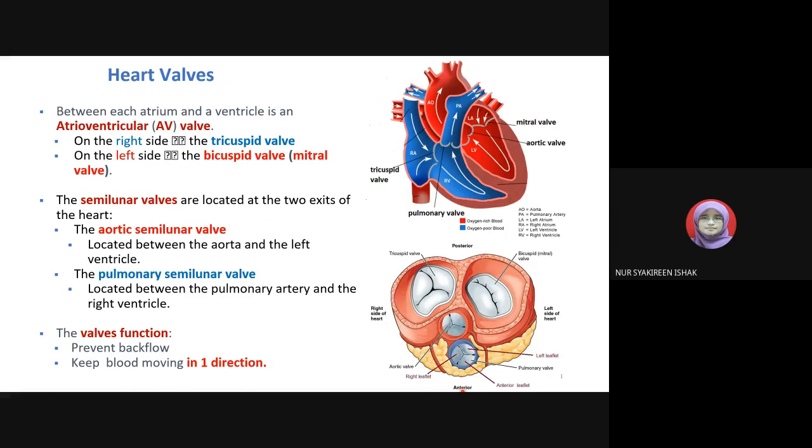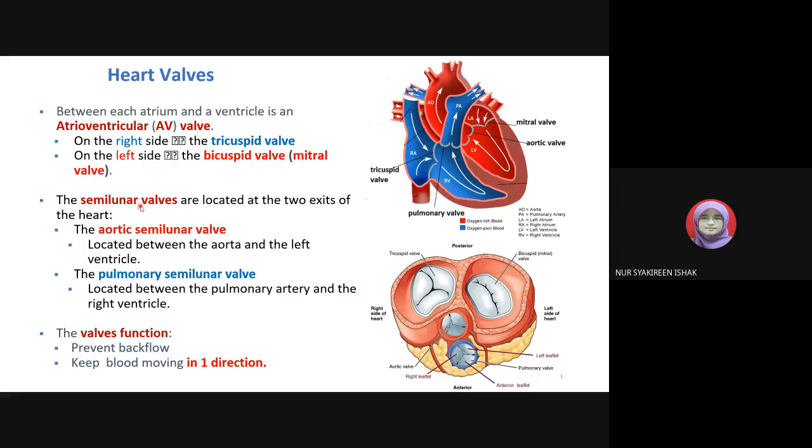And then, okay, the heart valves. Between each atrium and ventricle, on the right side and the left side, you have the left atrium, left ventricle, right atrium, right ventricle. So between the atrium and ventricle, you have the atrioventricular valve, AV valve. To be specific, on the right side, you have the tricuspid valve. On the left side, you have the bicuspid valve or mitral valve. Okay. So ini yang tanda question mark ni adalah arrow sebenarnya. Dia tak keluar simbol arrow tu.